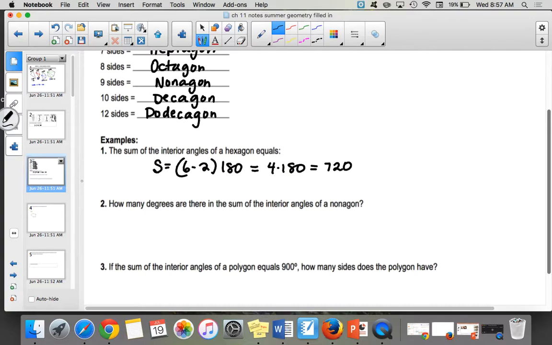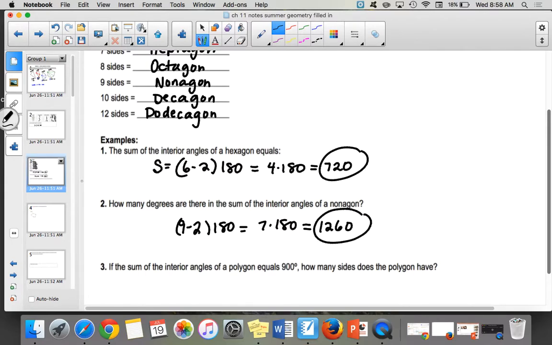So number 2, how many degrees are there in the sum of the interior angles of a nonagon? So nonagon, we do 9 minus 2 times 180. So we have 7 times 180. Do we have that? 1260. I guess I could put degree marks. It doesn't matter though. Okay, so let's go the opposite direction.